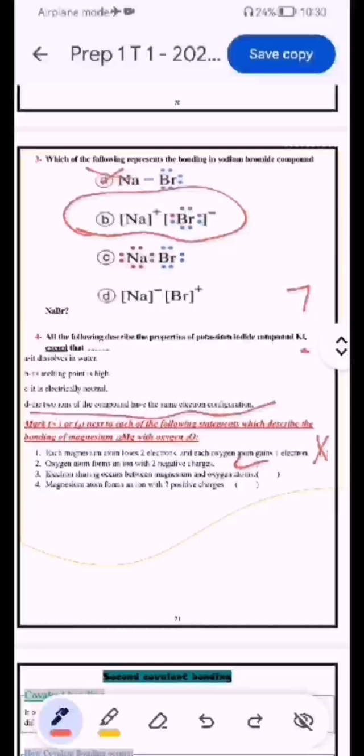Number 3, electron sharing occurs between magnesium and oxygen atoms. They share electrons? No, there's gain and loss. A magnesium atom forms an ion with 2 positive charges. Yes, true. It will lose 2 electrons and become Mg 2 positive. Okay?